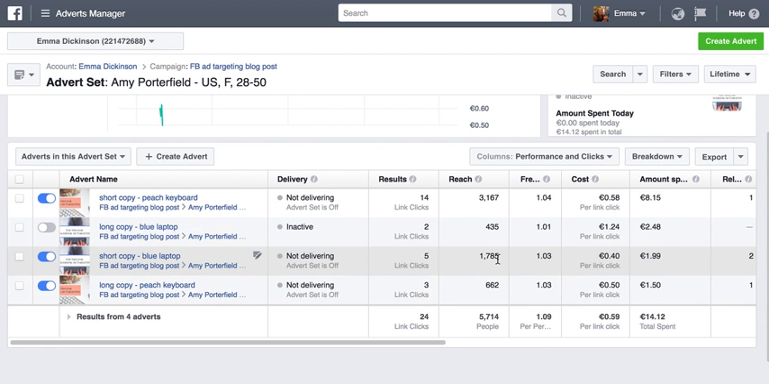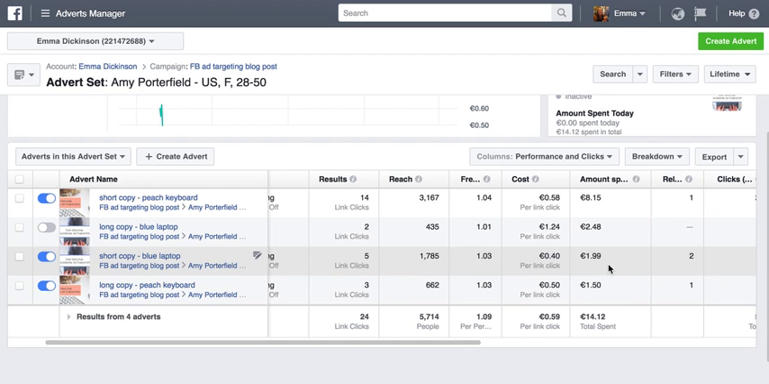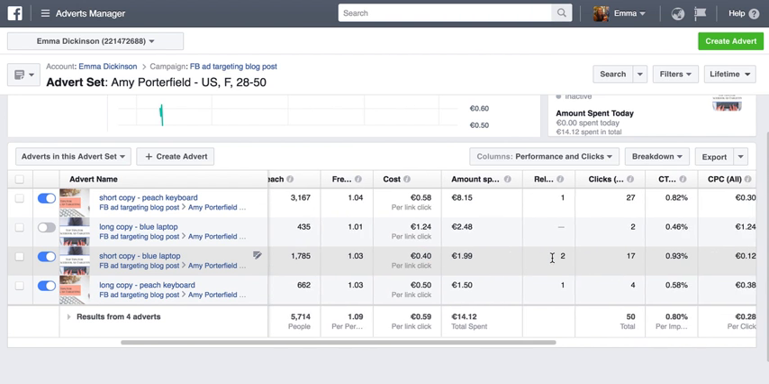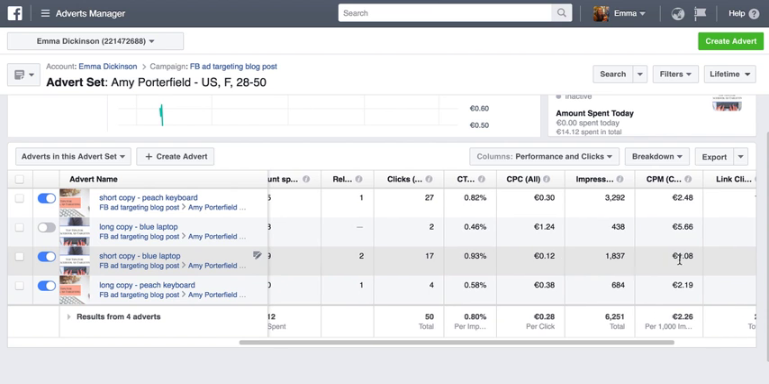Now, this is an interesting thing that sometimes happens: this one here only has 5 link clicks. It's reached quite a lot of people, but Facebook isn't putting much towards it. It's not letting it spend too much money. It's only 40 cents per click, but for whatever reason, Facebook just isn't pushing it. It's quite a cheap cost per impression, which is maybe why Facebook decided not to push it. You don't really have any control over that.